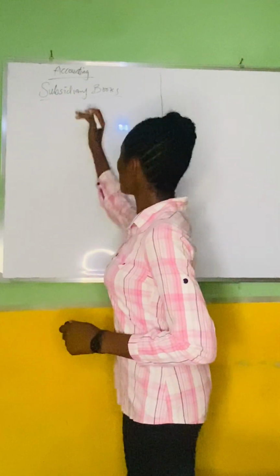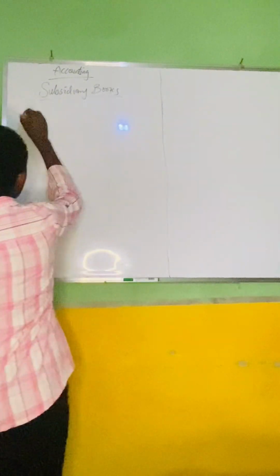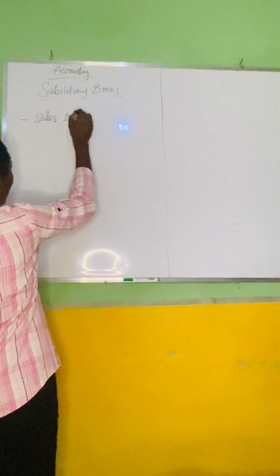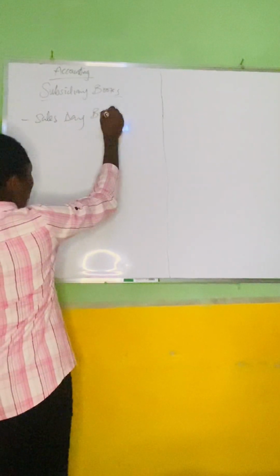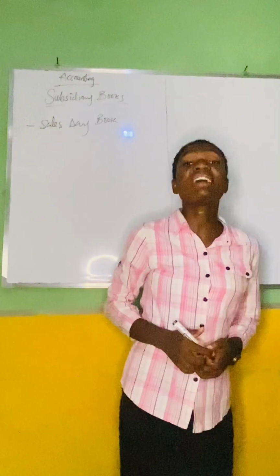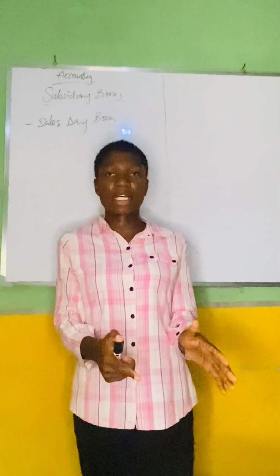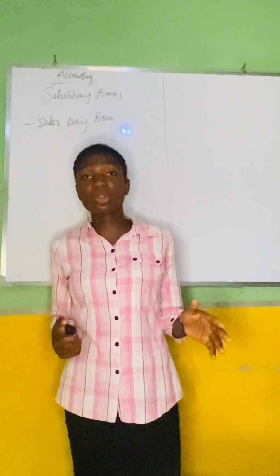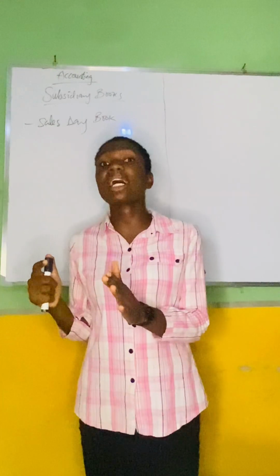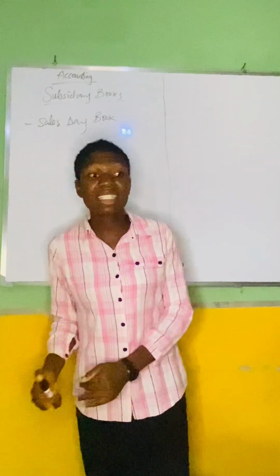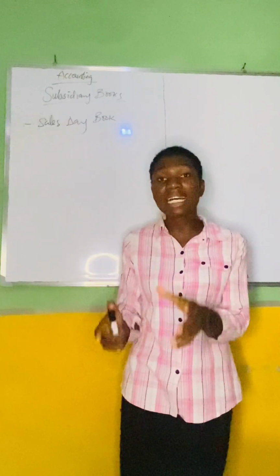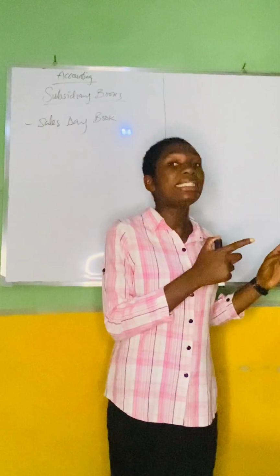Our examples of subsidiary books are the sales day book, which we'll be looking at in this video, the purchases day book, the returns inward journal, the returns outward journal, the general journal, and the cash book. The cash book records every transaction that has to do with money being received and paid, at the moment of the transaction. That's why it is called the cash book. Every other subsidiary book only records credit transactions.